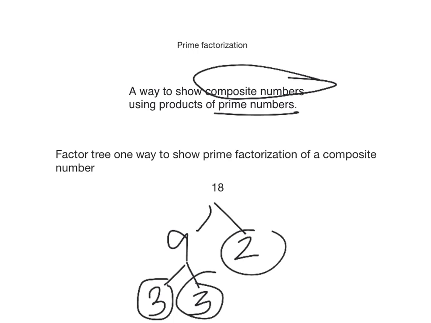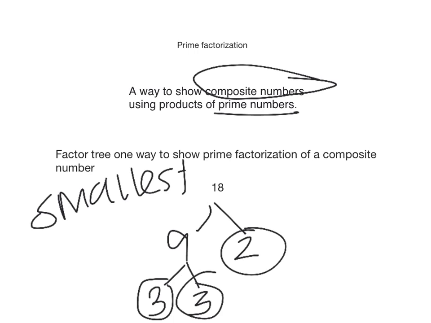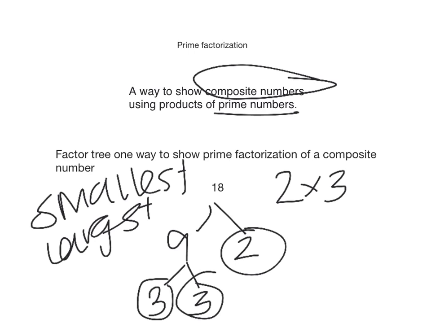Now, when you write your prime factorization, there's a couple of things that you need to keep in mind. The first thing is that you always need to go from smallest to largest. So I look at the smallest number I have, and that's 2. Okay. The second thing to think about is everything is multiplication. So I need to be writing my multiplication sign in between these numbers. So I have 2 times 3 times 3.